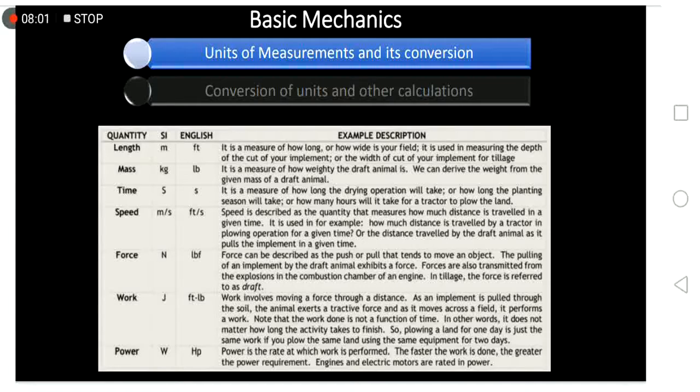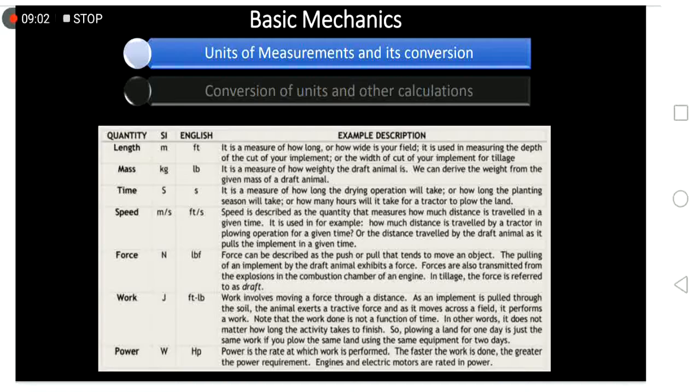So for speed, we have the combination of length and time. So that is the speed: length over time. Meter per second, kilometer per hour, miles per hour, feet per second, and so on. Speed is described as the quantity that measures how much distance is traveled in a given time. It is used, for example, to measure how much distance is traveled by the tractor in a plowing operation. For example, it travels around 5 meters per second. How much distance is traveled by the draft animal at its full implement in a given time. For example, the tractor plows the field at a distance of 10 meters per second.